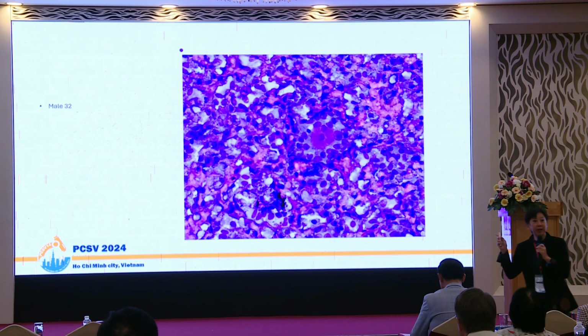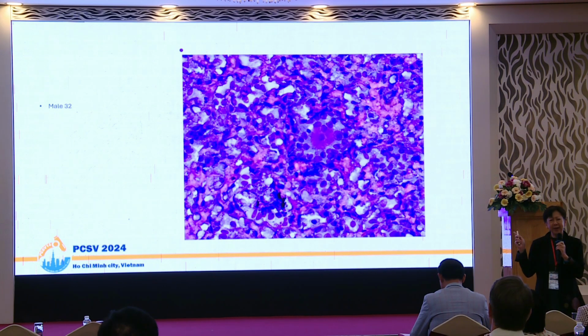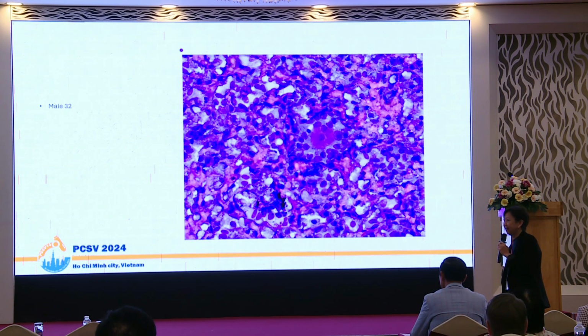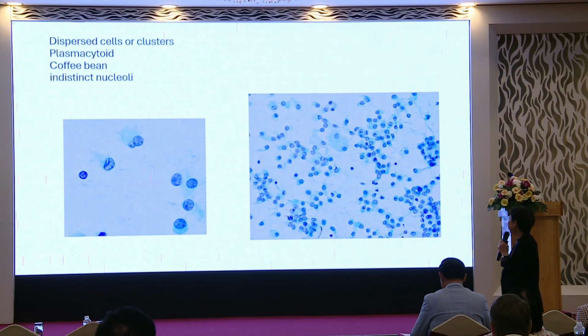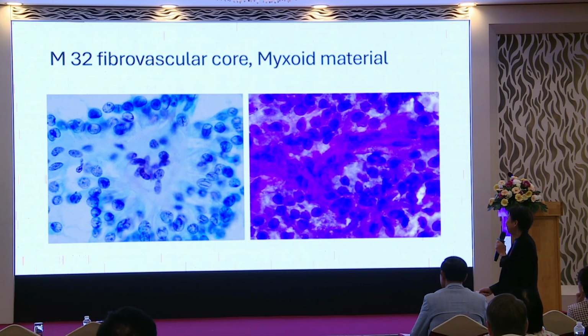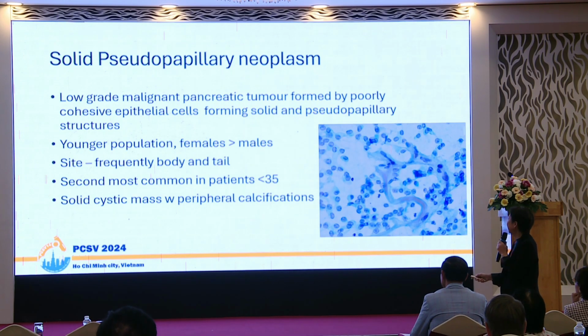So male, 32. This is a very interesting structure. We looked at it, oh, it's very pretty, it looks like a pineapple. What is it? Doesn't it look like a pineapple? Multinucleated cell, what of cytoplasm? Coffee bean. So just to show you what's a coffee bean anyway. We think it's a solid pseudopapillary neoplasm.